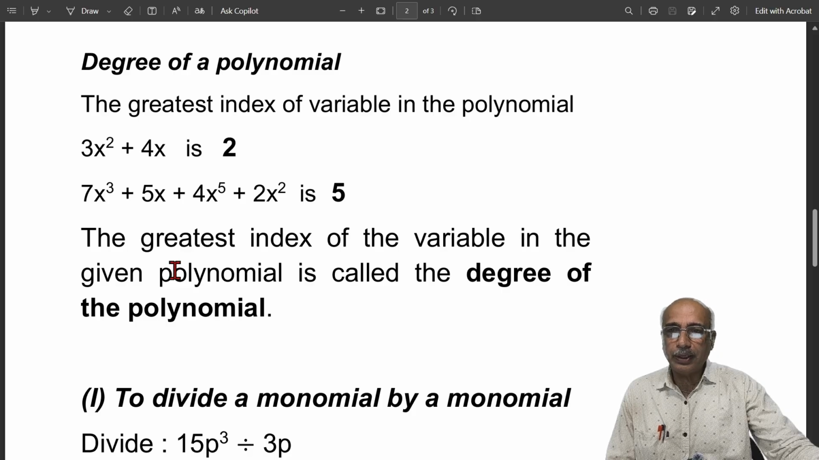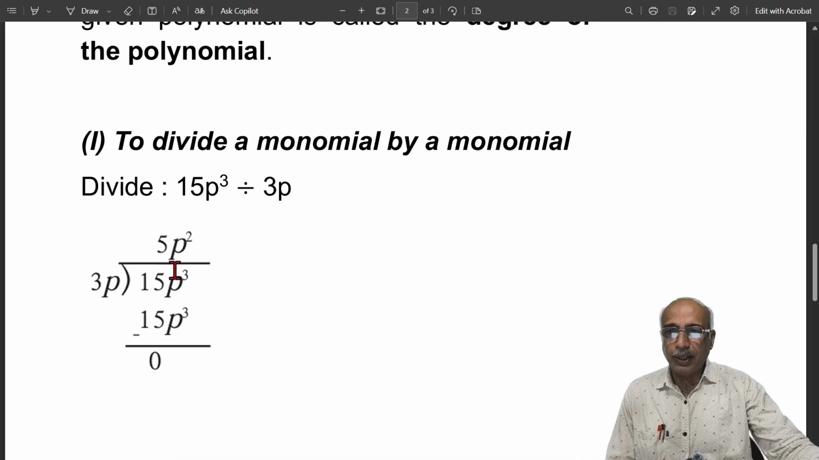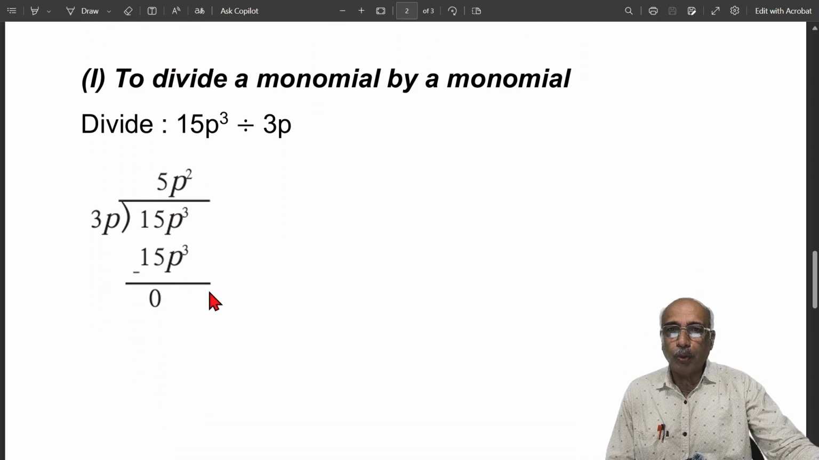Next topic in this chapter is to divide a monomial by a monomial. You know the terms. Monomial means 1, binomial means 2, trinomial means 3, and more than that we call it a polynomial. So here only one term is there. This is known as a monomial. 15p raised to power cube divided by 3p, that is also a monomial.